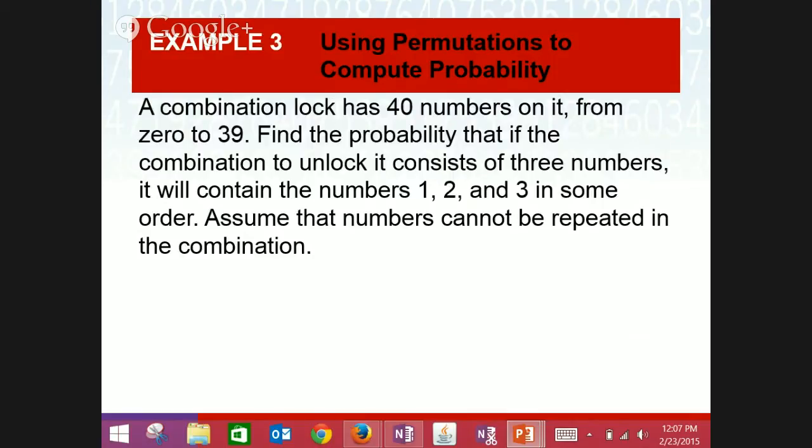So this next example is talking about a combination lock that has 40 numbers on it from 0 to 39. Find the probability that if the combination to unlock consists of 3 numbers, it will contain the numbers 1, 2, and 3 in some order. Assume that the numbers cannot be repeated in the combination. Okay.